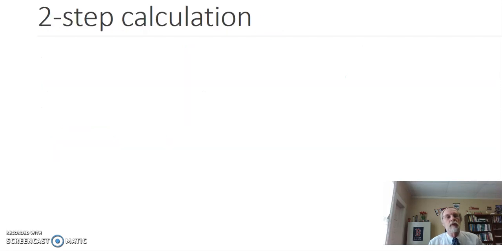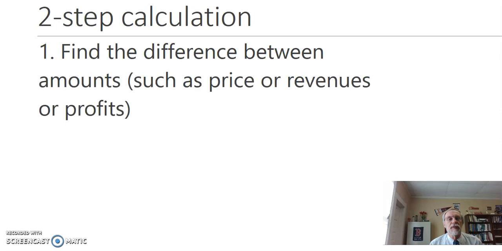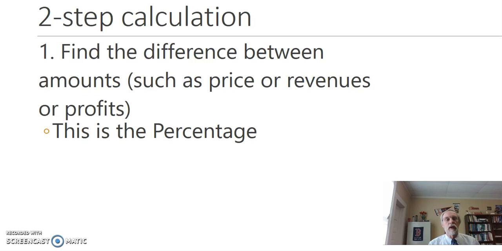So, without further ado, let's explain the process. It's a simple one, really basically two steps involved. The first step is to find the difference between amounts. So if we look at our opening questions, what's the difference between the beginning price and the ending price? Or the difference between revenues in the first year and the revenues in the second year? Or the difference between profits in the first year and profits in the second year? That difference is going to be the percentage amount. Remember, it's going to be a dollar amount in each of these cases, dollars of prices or revenues or profits.